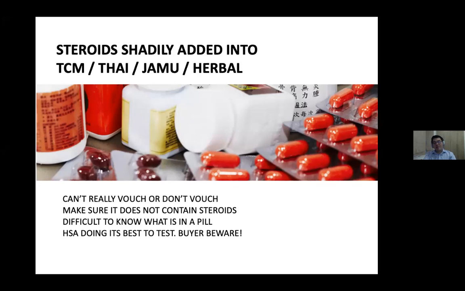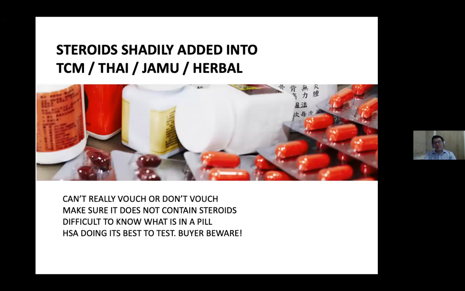So the ultimate truth is that we cannot really vouch for the use of these styles of therapies, because we aren't certain whether there are any steroids inside or not. And it's not very easy to check for the presence of steroids after it's been mixed into the pill itself. So HSA does test, but it can't be testing everything. So the ultimate truth is that in this case, it's a buyer beware type of situation.